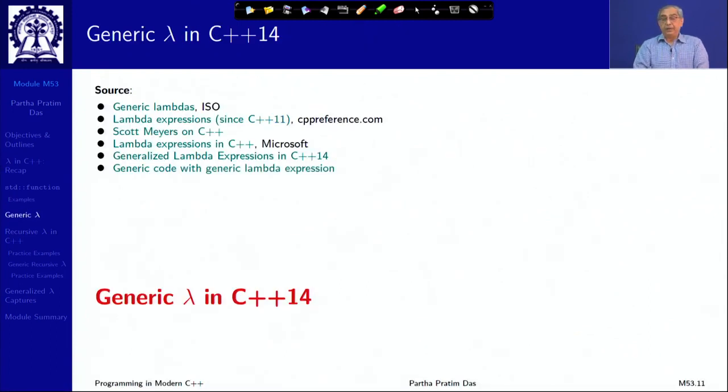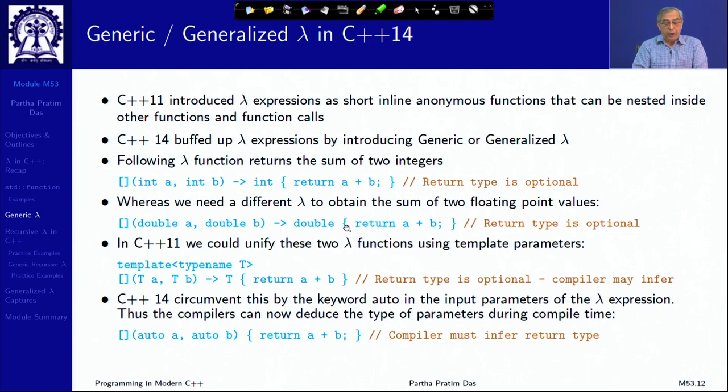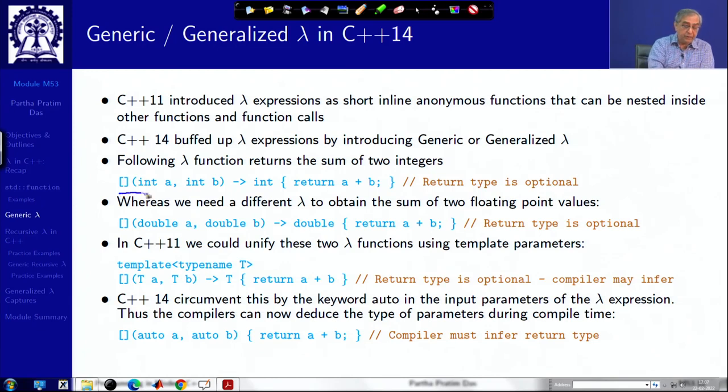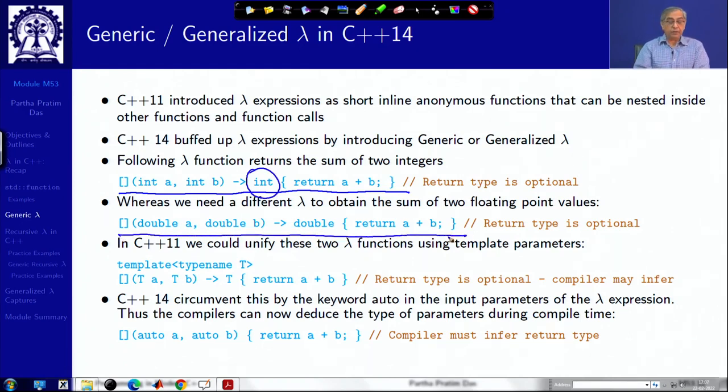Now let me come to the meat of what I want to discuss, that is about generic lambda in C++14. In C++11 you have seen the lambdas, right. In C++14 this has been somewhat enhanced. How enhanced? In C++11 I could write a lambda like this, which takes two integer parameters and adds them and returns the added value with the return type int. I can write another lambda for two doubles.